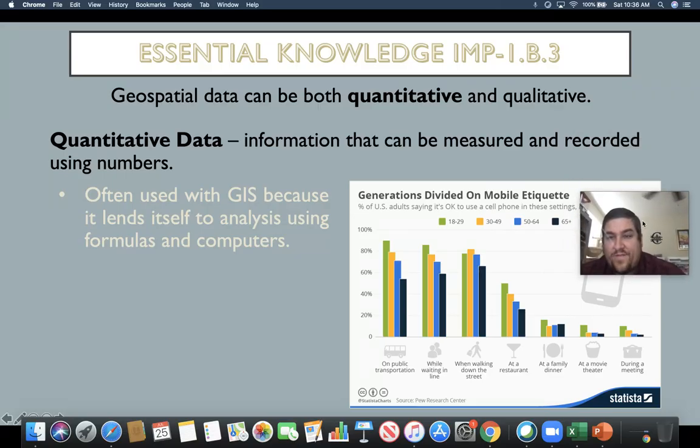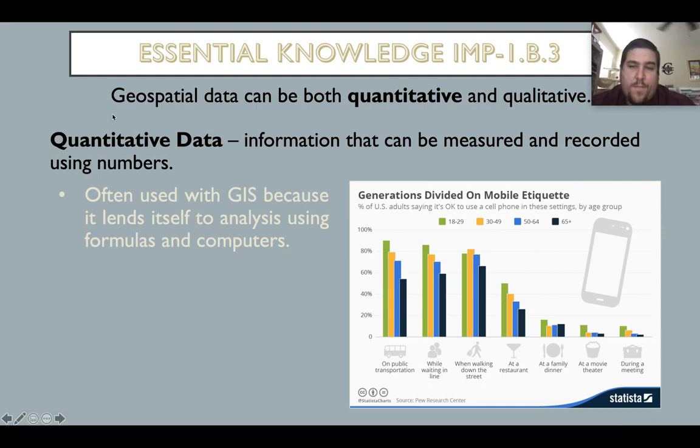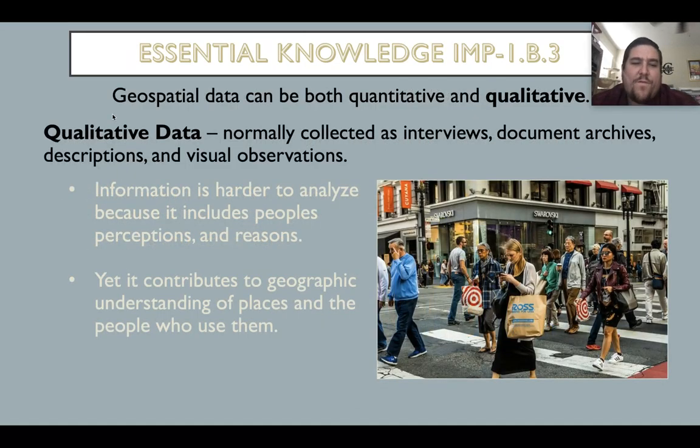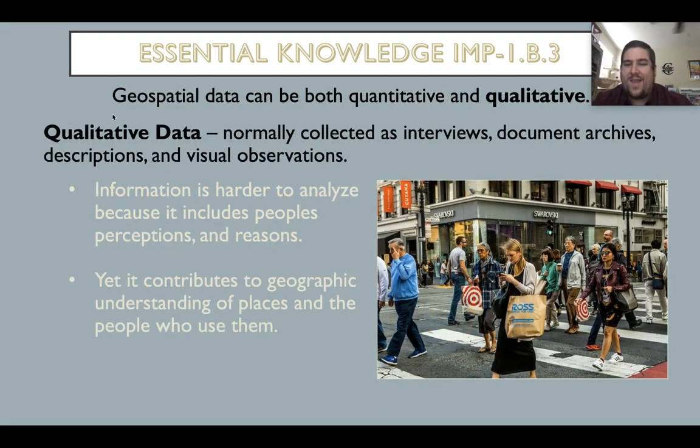There are two types of data that we look at: quantitative or qualitative. Quantitative data is hard numbers, something that can be measured and recorded. Qualitative data is often your feelings and understandings of a place. Quantitative data is often used with GIS because it lends itself to analysis and being mapped in formulas very well.